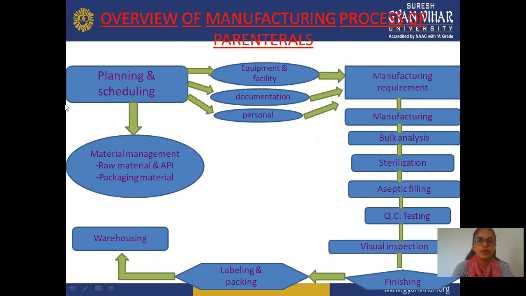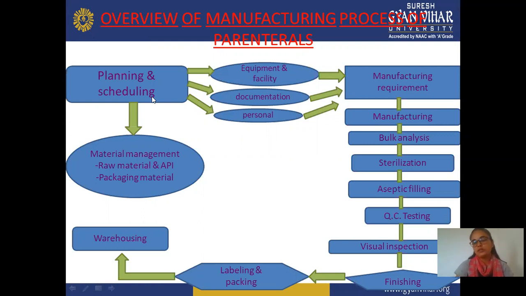Next is an overview of the manufacturing process of parenterals, how you manufacture or prepare this parenteral formulation, just one overview of this parenteral preparation. In this, there is a flow chart. First is planning and scheduling. So this is the first step. In this, you plan for the manufacturing of your parenteral products. And after this planning and scheduling, we plan for the formulation, or what you require to manufacture.